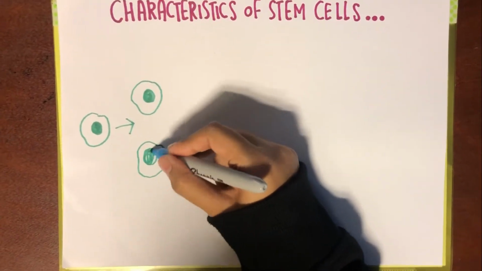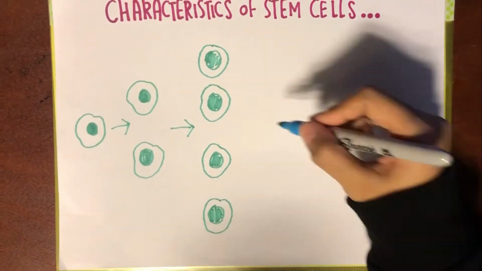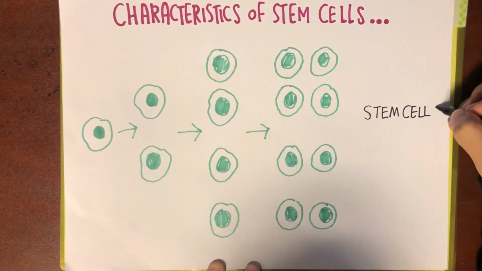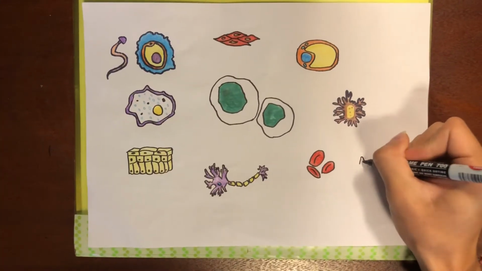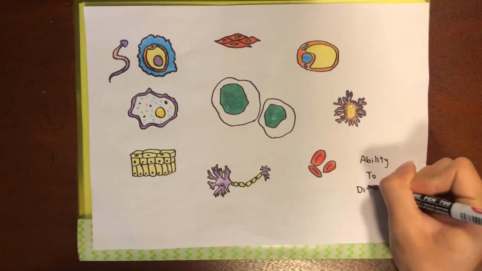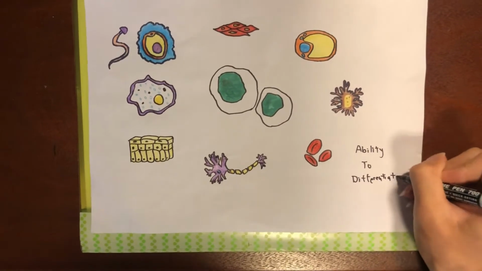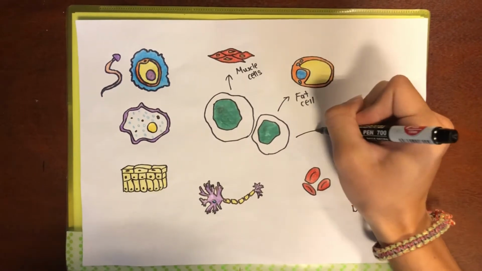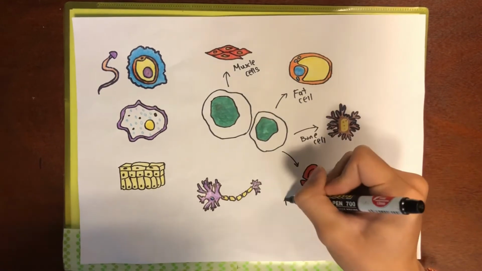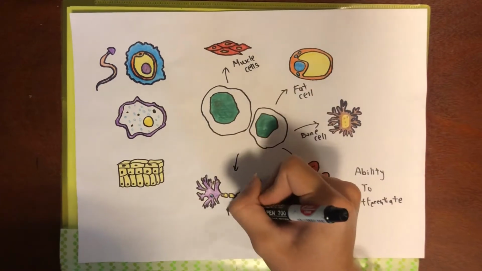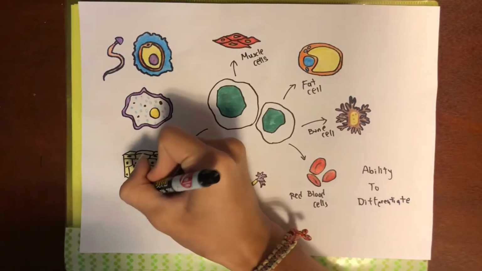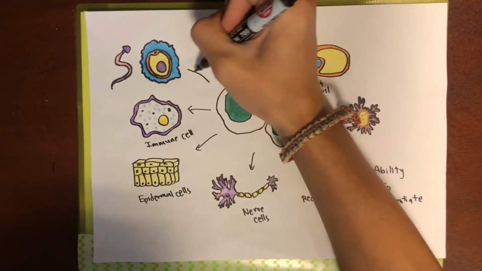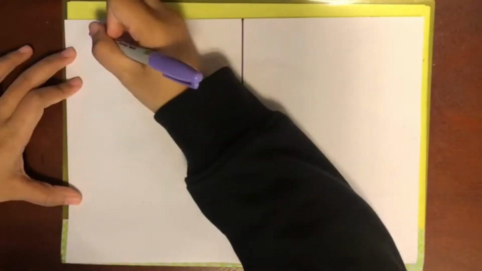What are the characteristics of stem cells? First, the ability to indefinitely self-renew. A stem cell can divide into more stem cells. Secondly, capacity to differentiate. A stem cell can produce other kinds of cells with specific properties and characteristics.